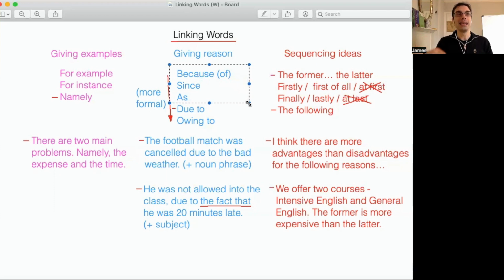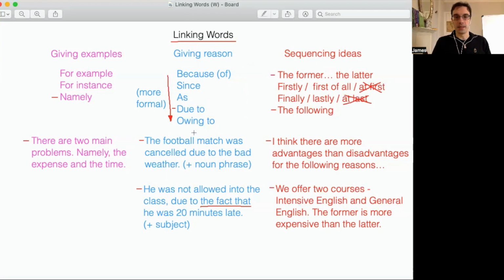So for example, since the company is getting bigger, they are taking on extra staff. And then you can say, as the company is getting bigger, they are taking on extra staff. So all of these are interchangeable. Okay. Right. Now, this is a good point to tell you that not all linking word variants are interchangeable.